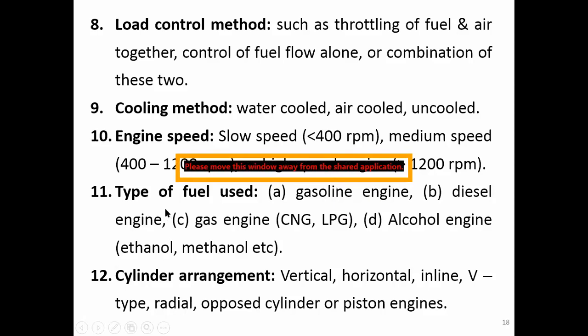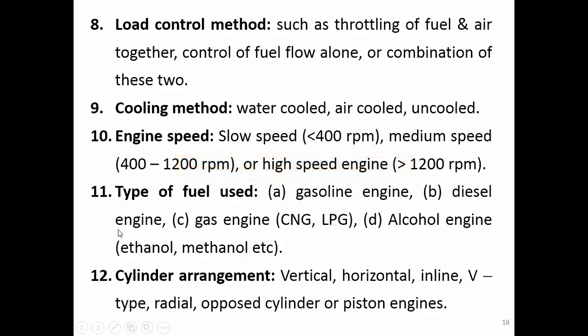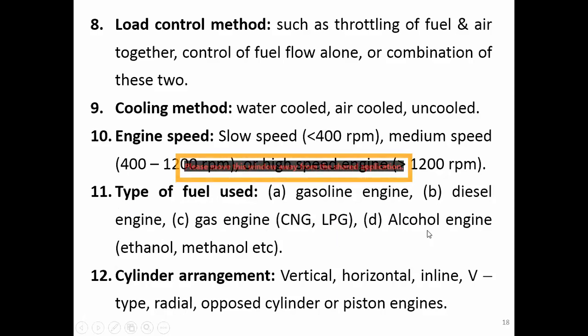Okay. Classified according to the type of fuel used. Engines can use what? The gasoline engine uses gasoline fuel, or benzene fuel. The diesel engine uses diesel fuel. The gas engine uses what? Compressed natural gas or liquid petroleum gas. And the alcohol engine uses purely alcohol, which can be either ethanol or methanol. This is classified according to the fuel used.